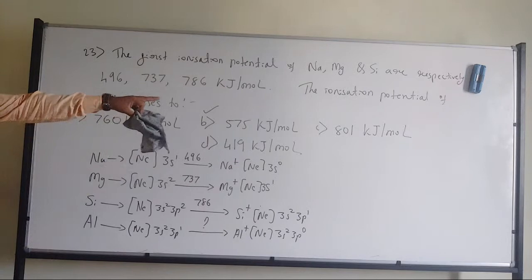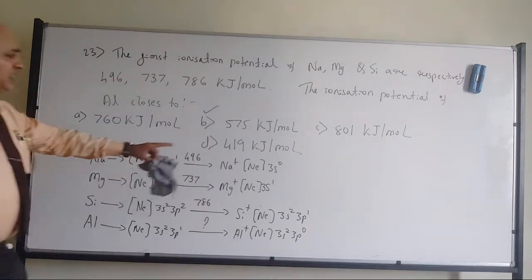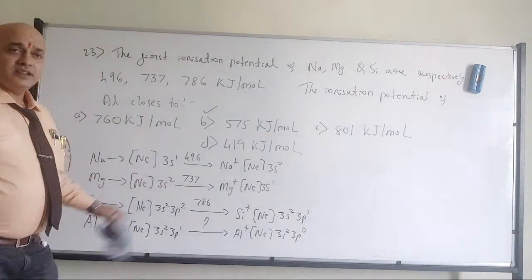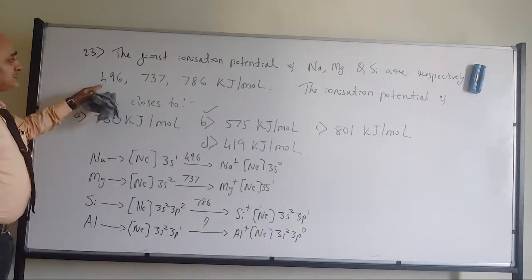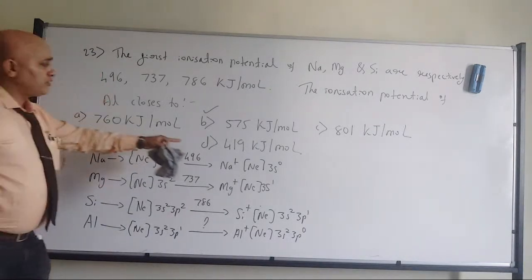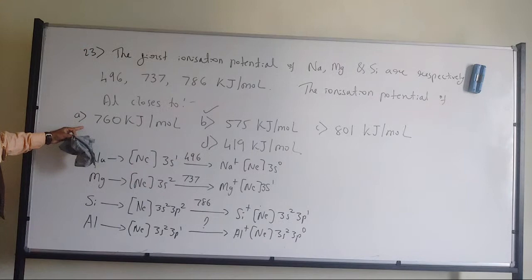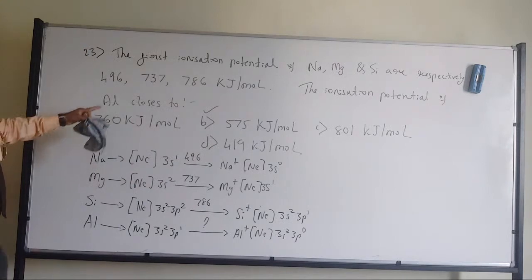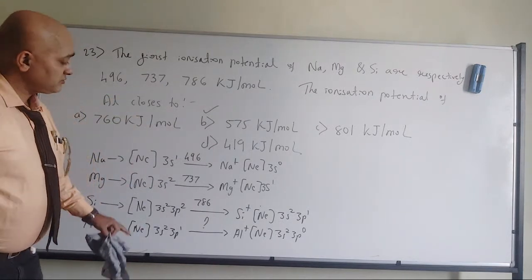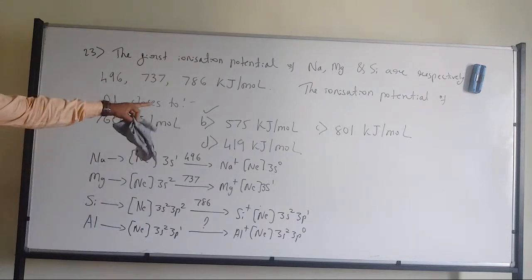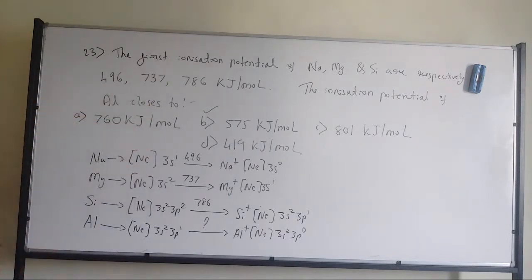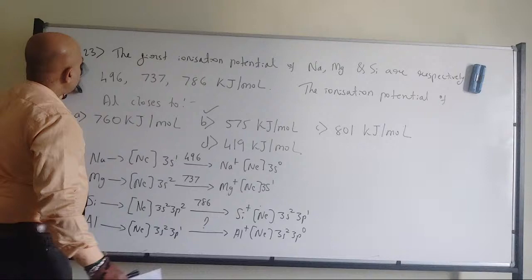It cannot be 801, omitted. It cannot be 419, omitted, because 496 is the minimum value here. 760 is not possible either. So it should be 575 kilojoules per mole. All of you have understood?